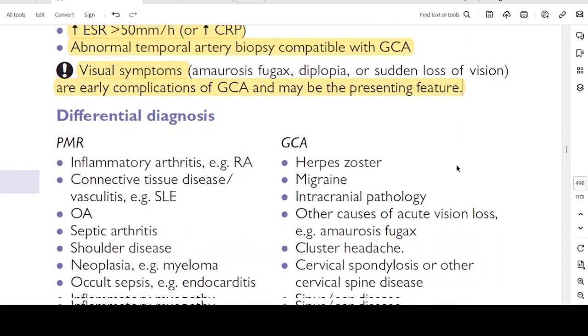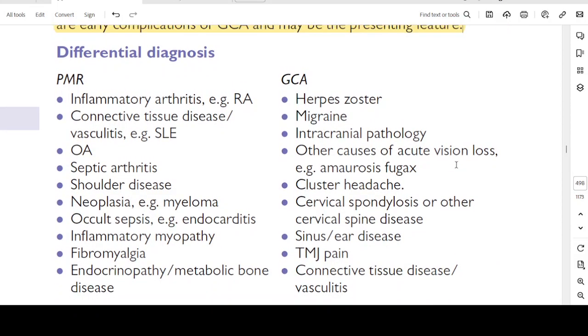Differential diagnosis of polymyalgia rheumatica: inflammatory arthritis like rheumatoid arthritis, connective tissue diseases, vasculitis, for example SLE, osteoarthritis, septic arthritis, shoulder disease, neoplasia or myeloma, occult sepsis, endocarditis, inflammatory myopathies, fibromyalgia, endocrinopathy or metabolic bone diseases.